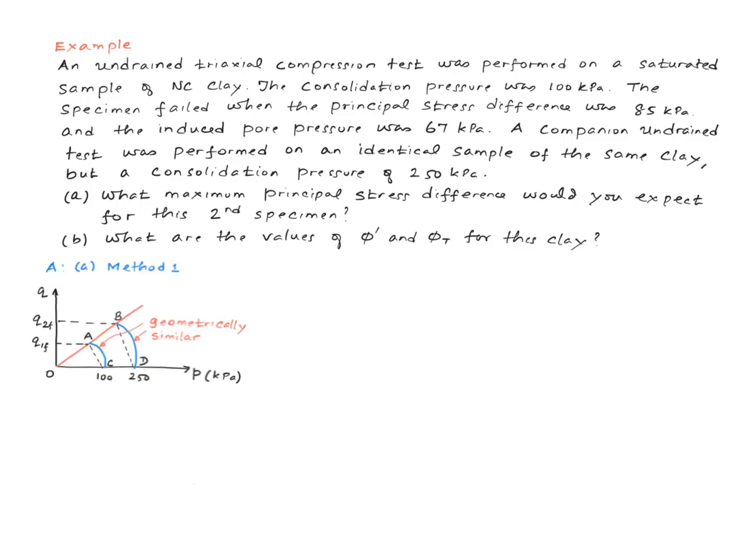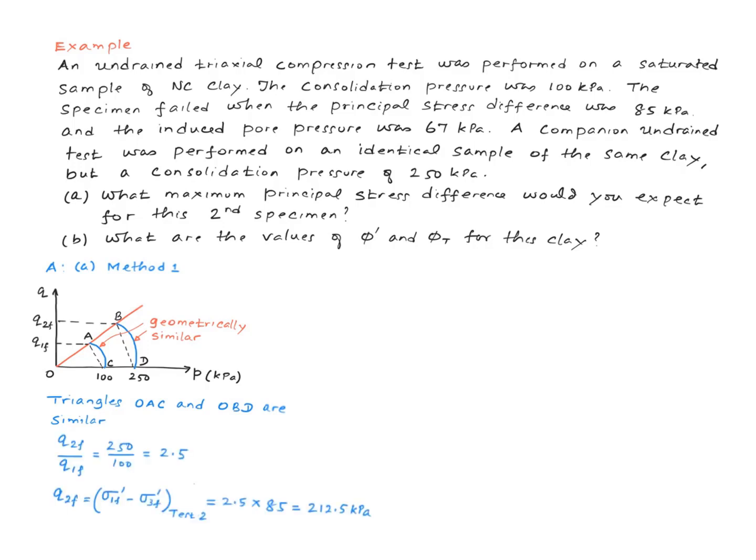Let's take the first part. You can do this in two different ways. I'll call these method 1 and method 2. Method 1, you work in the PQ space. We recognize that the undrained effective stress paths conducted from different confining pressures are geometrically similar. Another way of saying that is triangles OAC and OBD are geometrically similar. Then, using the principle of similar triangles, we can write down this equation right here.